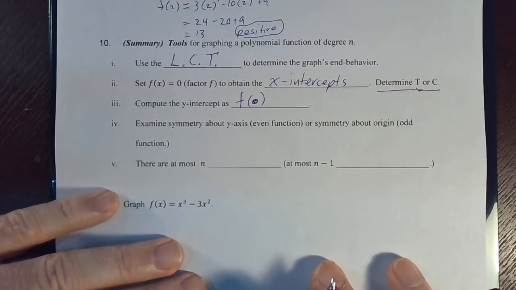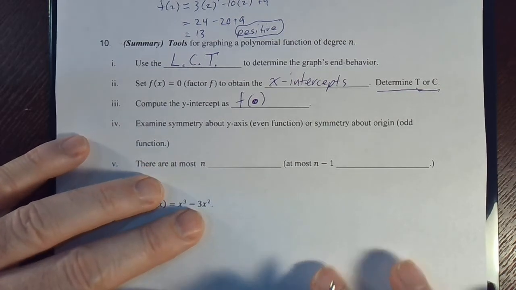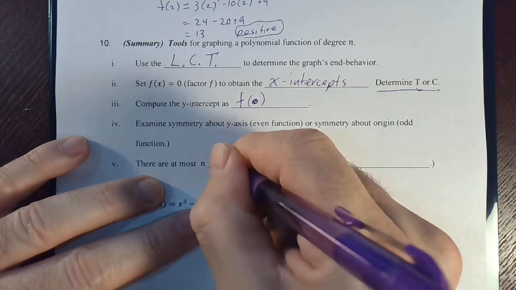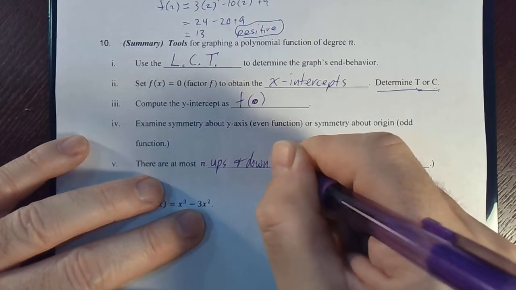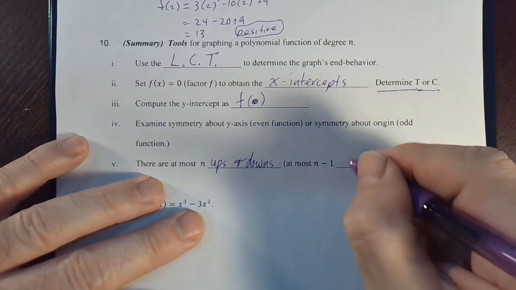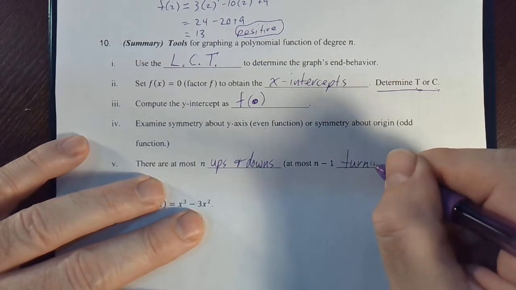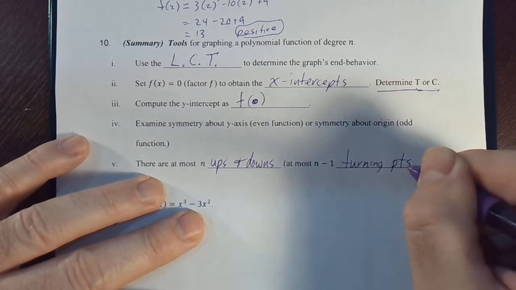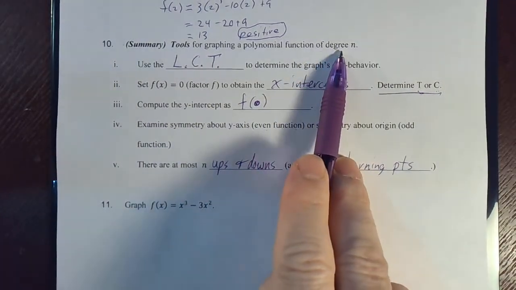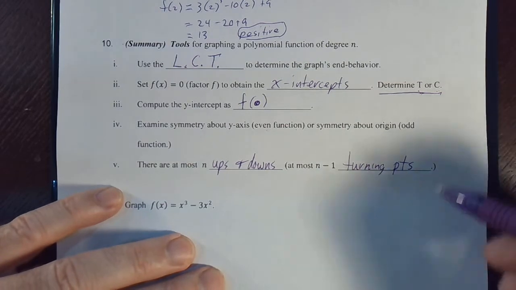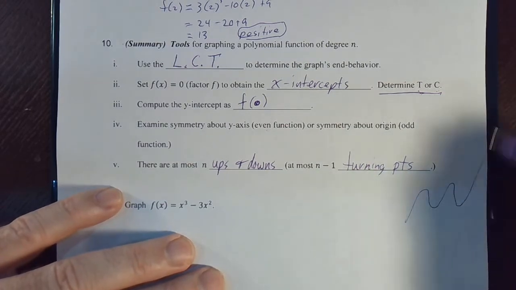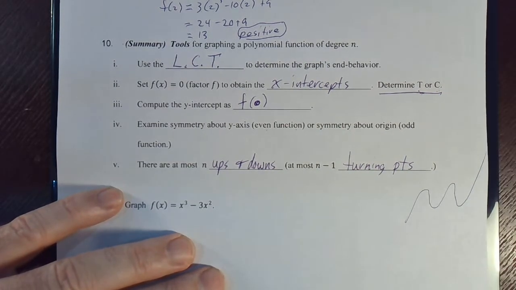And then remember that there are at most, in what I call ups and downs, or turning points, at most n minus 1 turning points. And remember that n is the degree of the polynomial. So if it's a degree 5 polynomial, you're going to have at most 1, 2, 3, 4, 5 ups and downs.